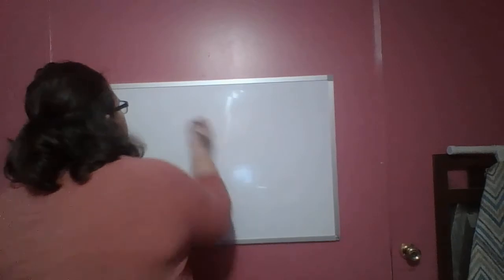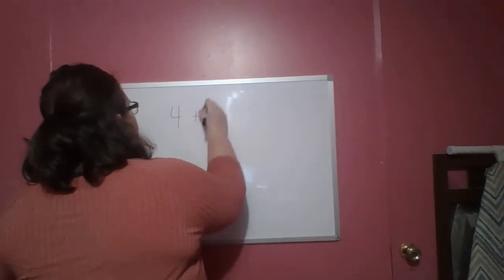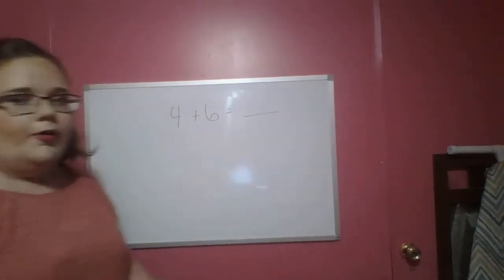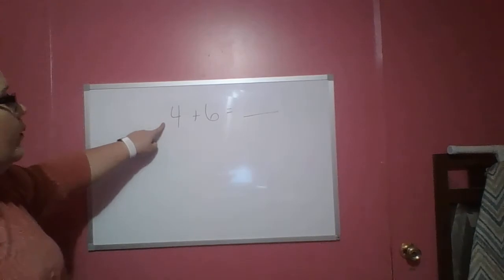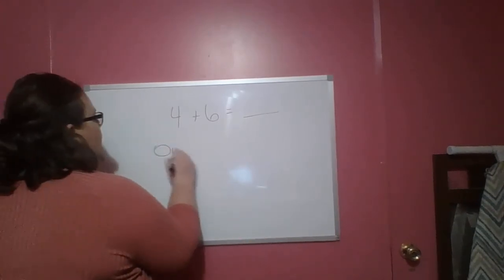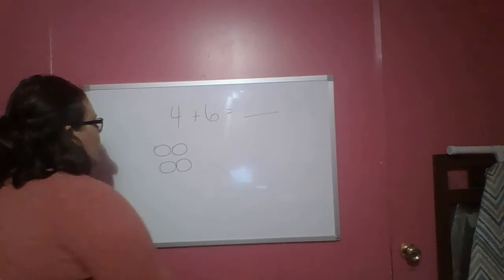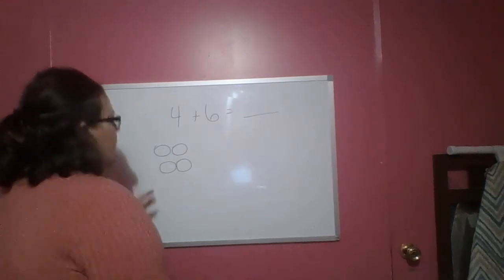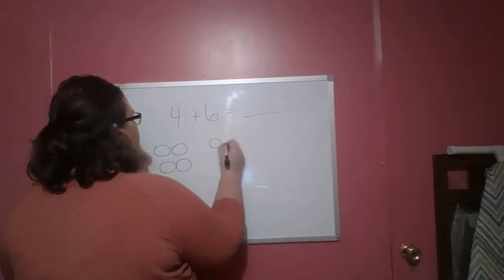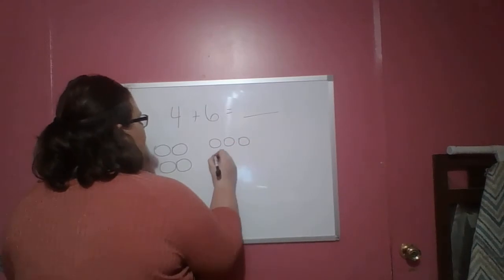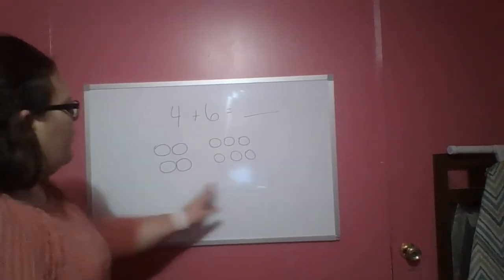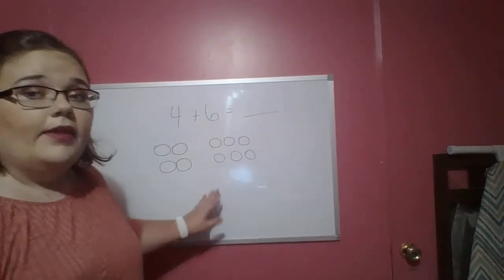And the next problem is 4 plus 6 equals blank. So the first number that we have is the number 4. So I'm going to draw 4 circles, okay? The second number that we have is the number 6. So we are going to draw 6 circles. 1, 2, 3, 4, 5, 6. Okay? So we're going to put both groups of circles together and count them all.